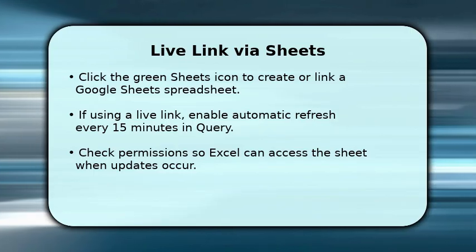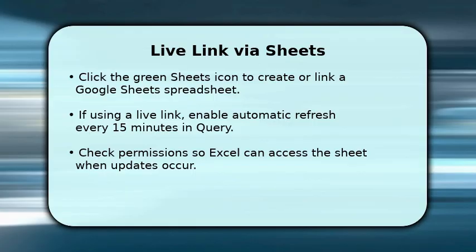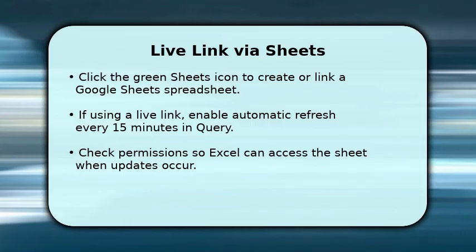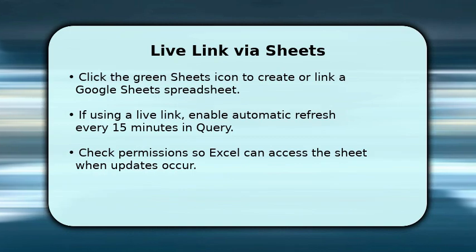In Excel, open Get data from other sources from web to pull sheet data. Use the published Google Sheets URL or download CSV for a static import. If using a live link, enable automatic refresh every 15 minutes in query. Check permissions so Excel can access the sheet when updates occur.